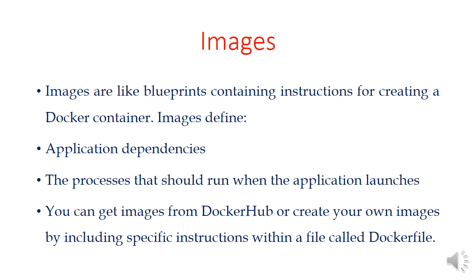Images are blueprints containing instructions for creating a Docker container. The image will define the application dependencies and the processes that should run when the application launches. You can get images from Docker Hub or create your own images by including specific instructions within a file called Dockerfile.